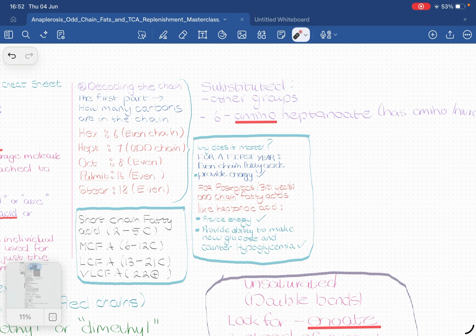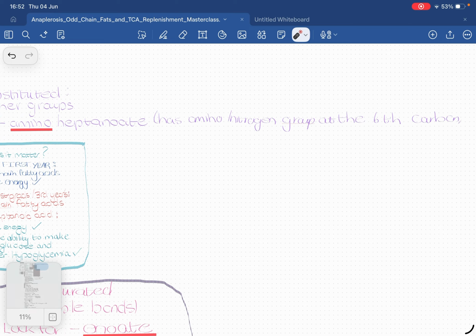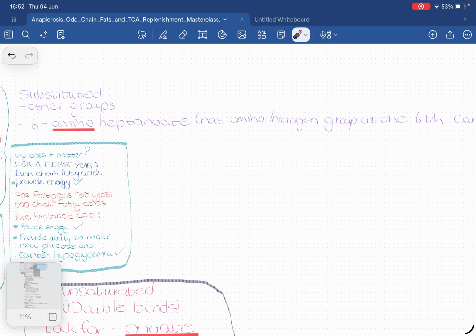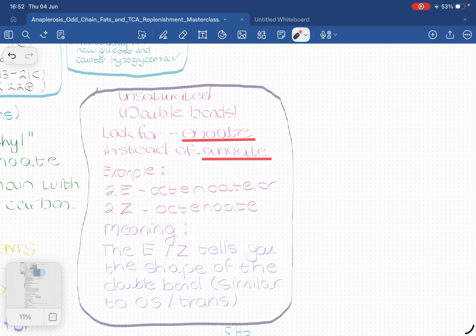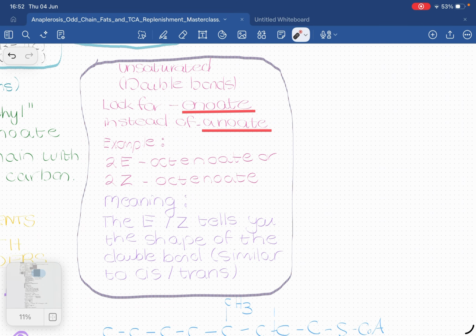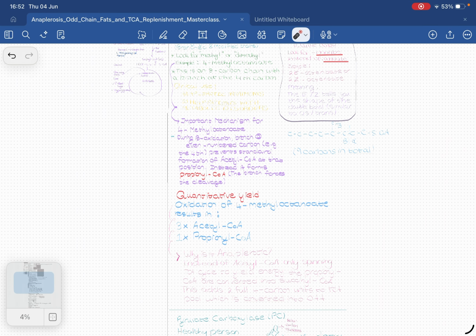And then substituted chains will also have other groups, like 6-aminoheptanoate has an amino or a nitrogen group at the 6th carbon. And then unsaturated means it has double bonds. So you must look for something like -enoate instead of -anoate, like 2-E-octenoate or 2-Z-octenoate. So the E and the Z just tell you the shape of the double bond, so it's similar to cis and trans. Okay, so I hope I covered most of this now.